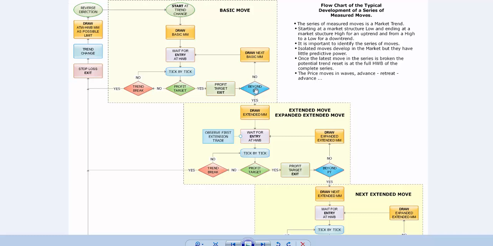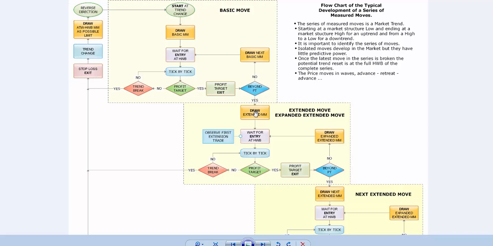Now we can stop at the profit target, and what happens after that? If it doesn't go through the profit target, we draw the next basic or traditional measured move. And then this happens all over again. This is a traditional measured move over and over. We've seen traditionals 6 times, 7, 13 times, 20 times in a row. At some point, though, there's a moment where the market either breaks its trend or goes into extensions. It goes beyond its profit target.